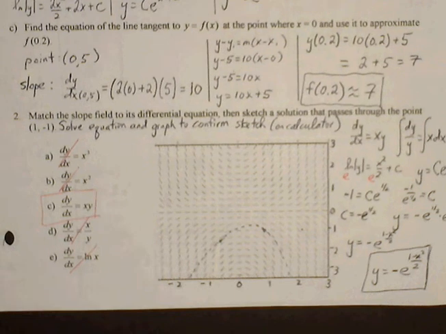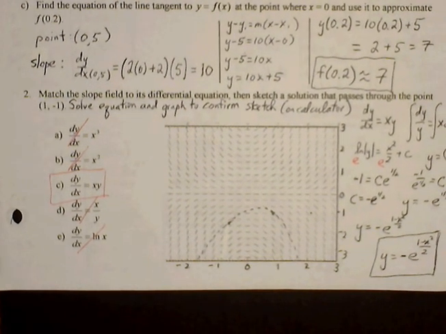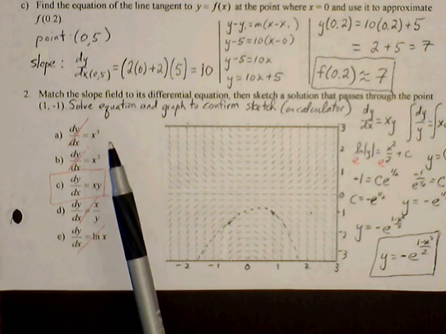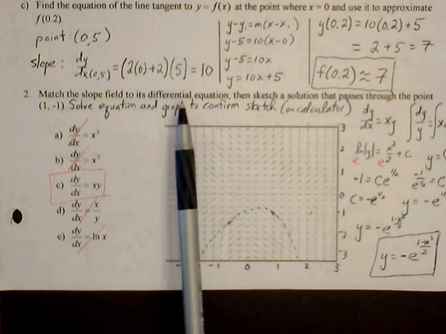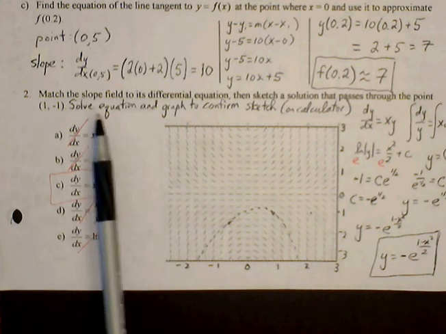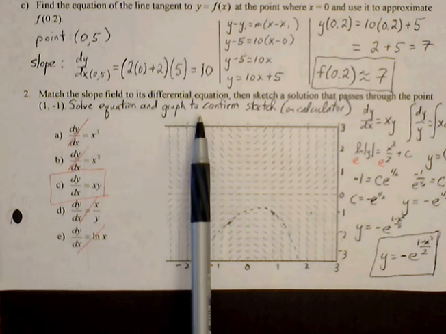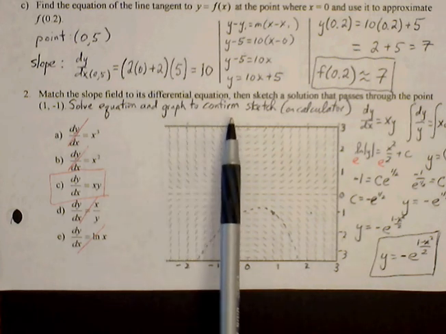All right, let's look at number 2. Number 2 says match the slope field to its differential equation and then sketch a solution that passes through the point. Once we have that, we're also going to solve the equation and plug it into our calculator to confirm that the sketch is correct.